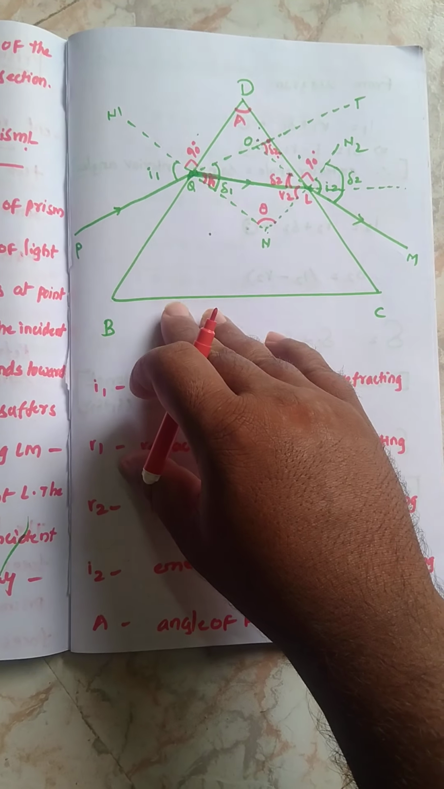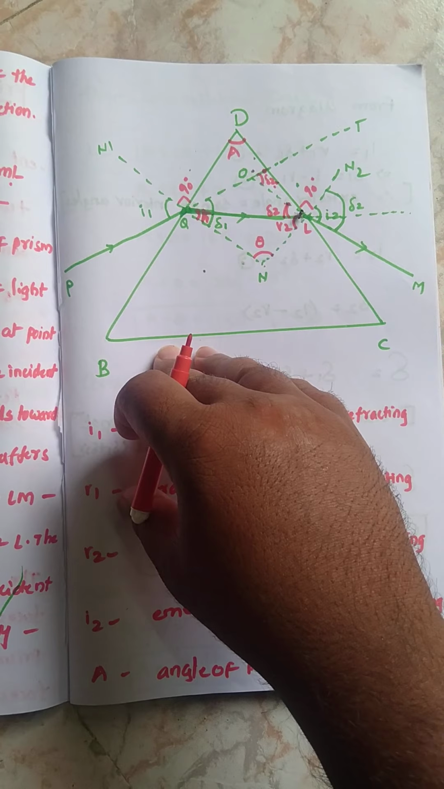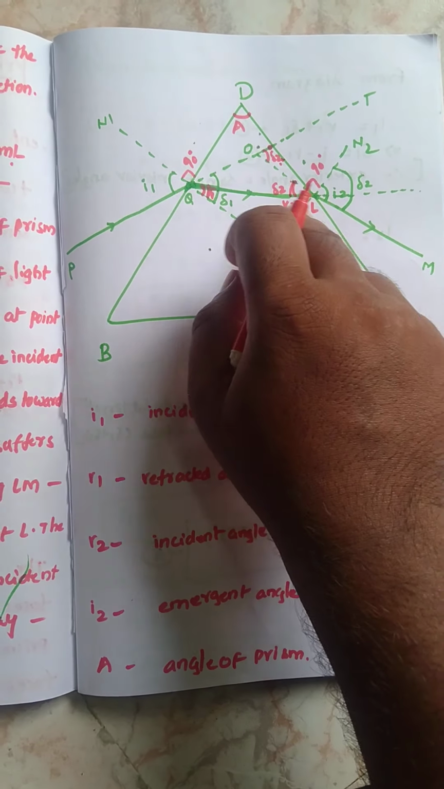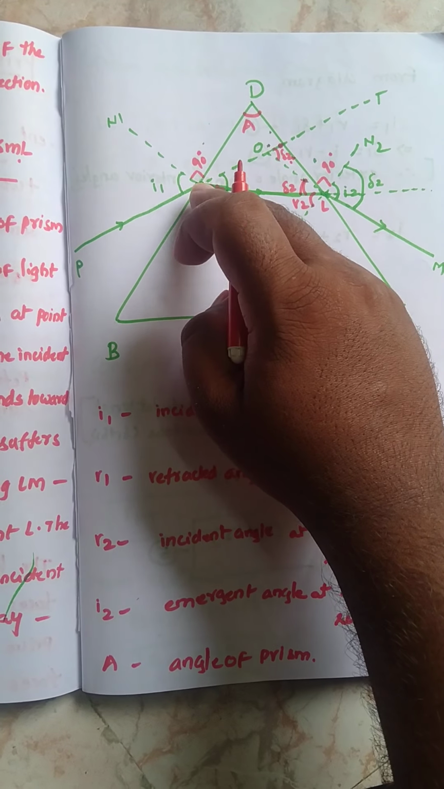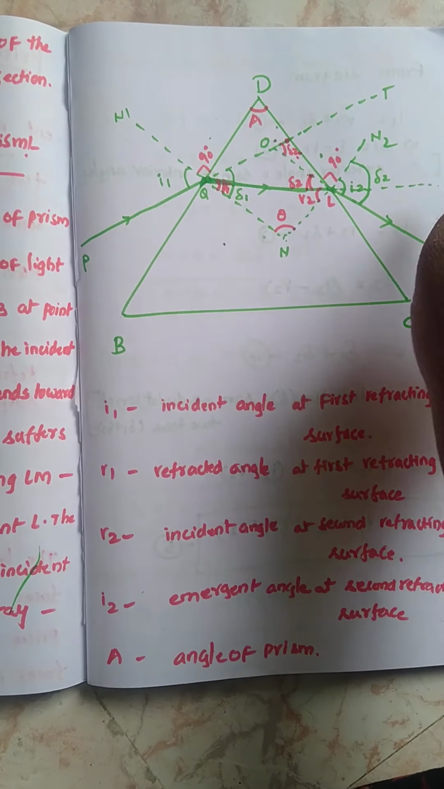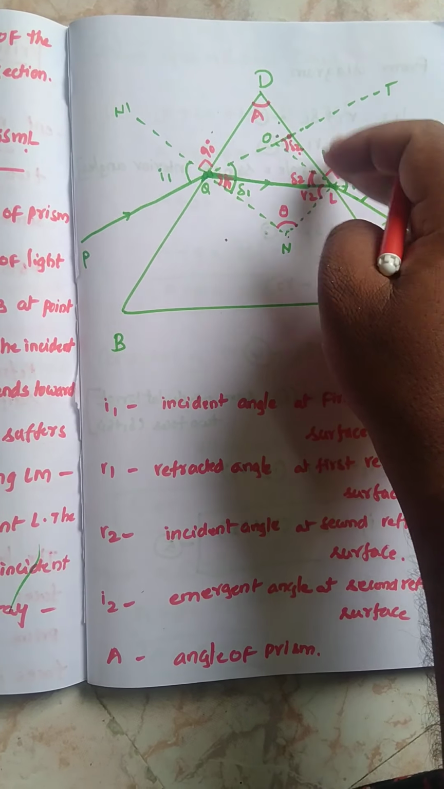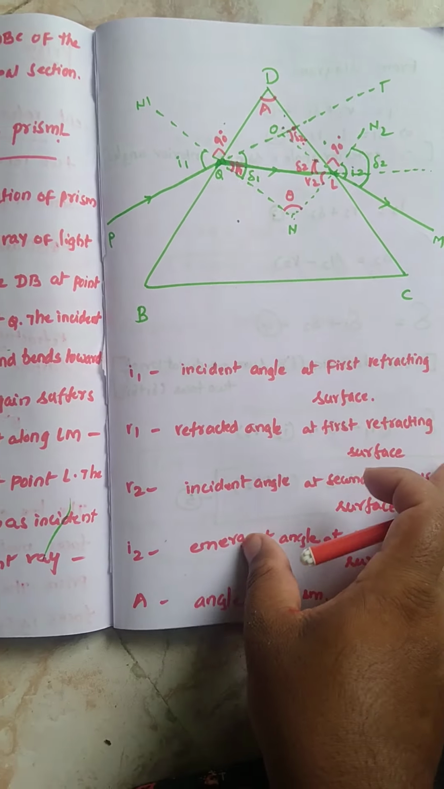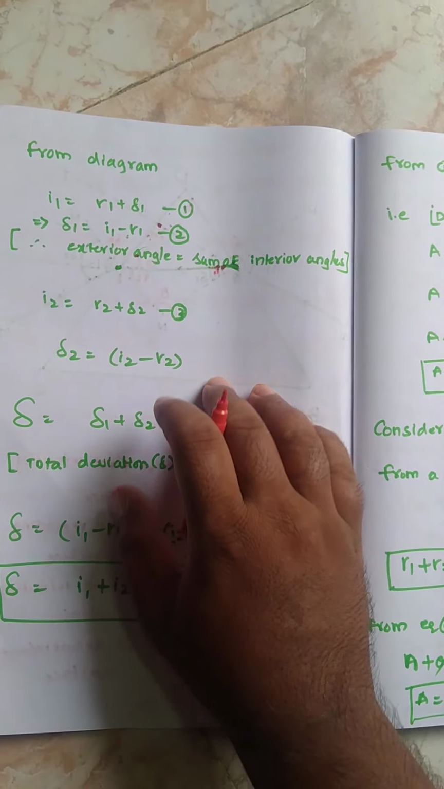See, dear students, here you can see it is like a quadrilateral OQNL. But actually at Q it is 90 degrees, a right angle. At L also it is 90 degrees. From a quadrilateral, the sum of all angles should be 360 degrees. So I am considering that from the diagram.